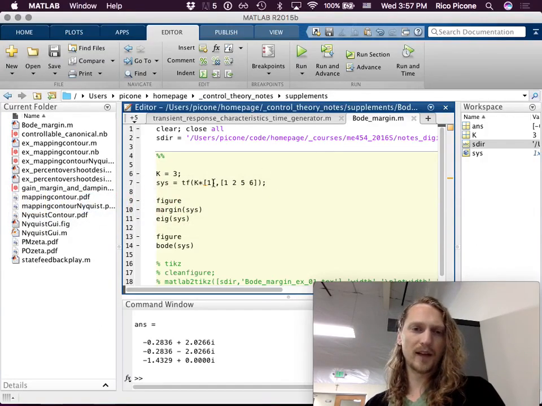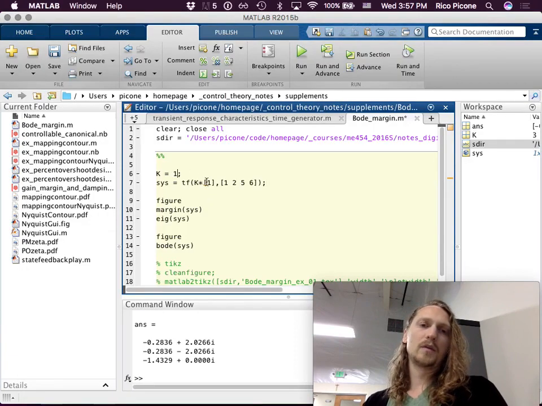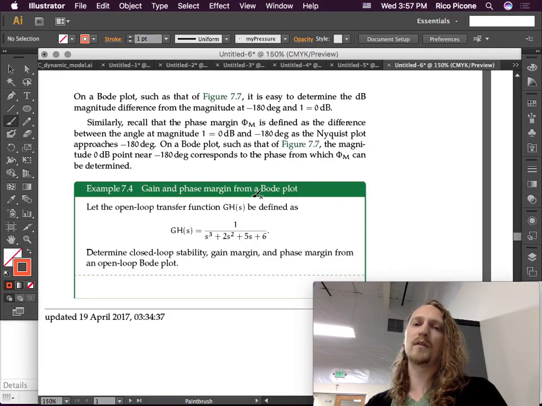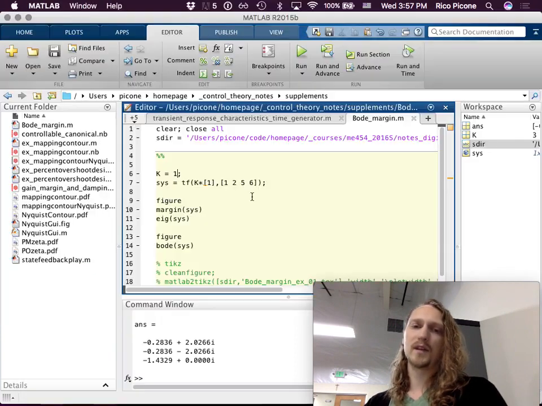So I think I have this plugged in there correctly. So I need to set k equal to 1. So the numerator is just k, and then the denominator has s cubed plus 2s squared plus 5s plus 6. Okay, good.